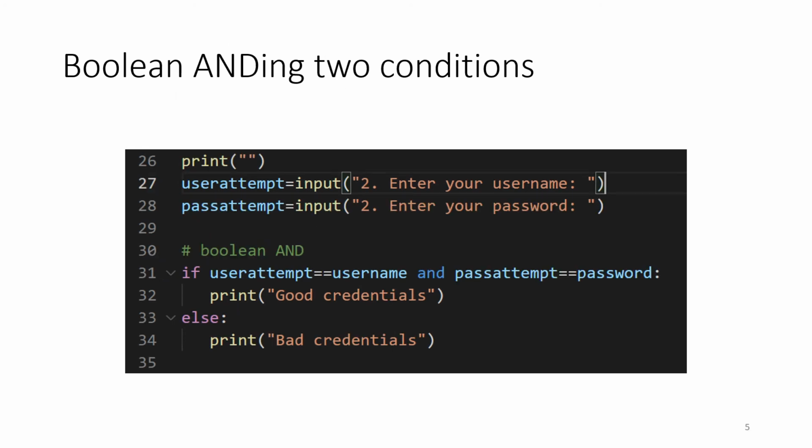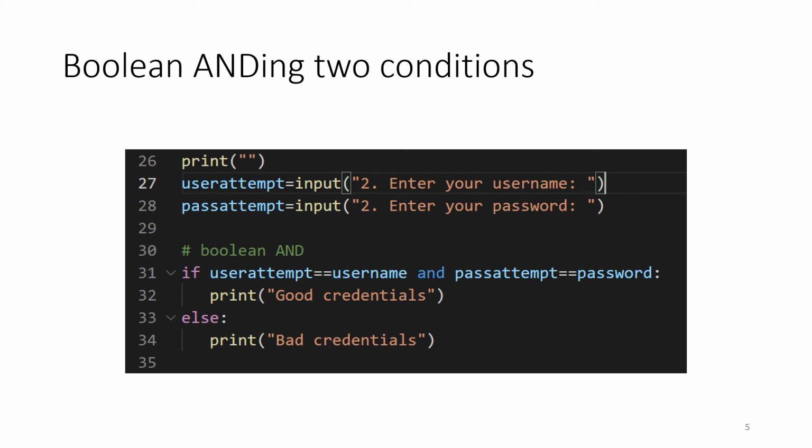Here we are repeating our logon process. So in 27 and 28, we are once again asking the terminal user to input an attempted username and an attempted password. And then in 31, we are asking simultaneously about the matching of the usernames and the matching of the passwords with a Boolean and in between. So we have two conditions. A condition can be true or false. The usernames can match, true, or not match, false, and the same thing for the passwords. The passwords can match, true, or not match, false.